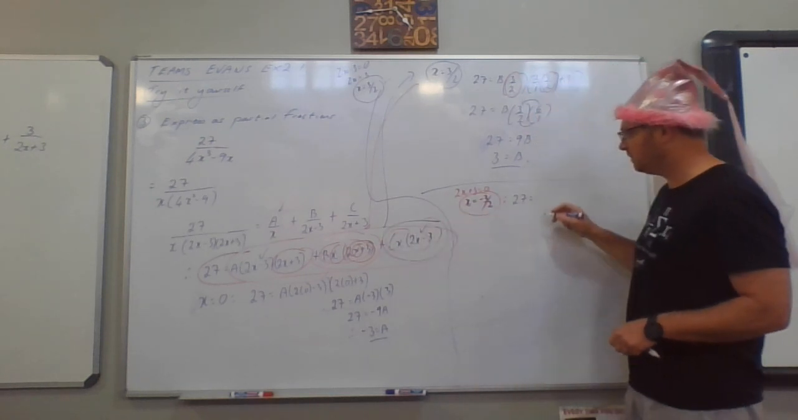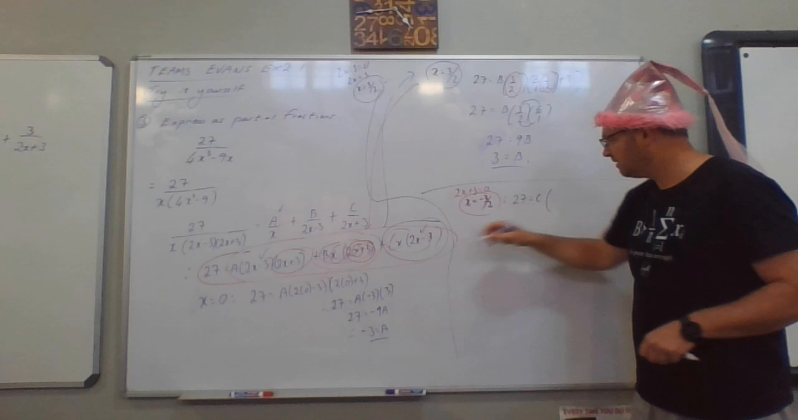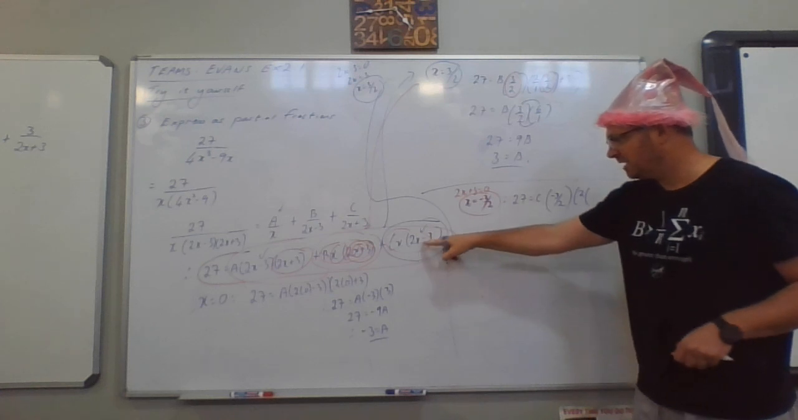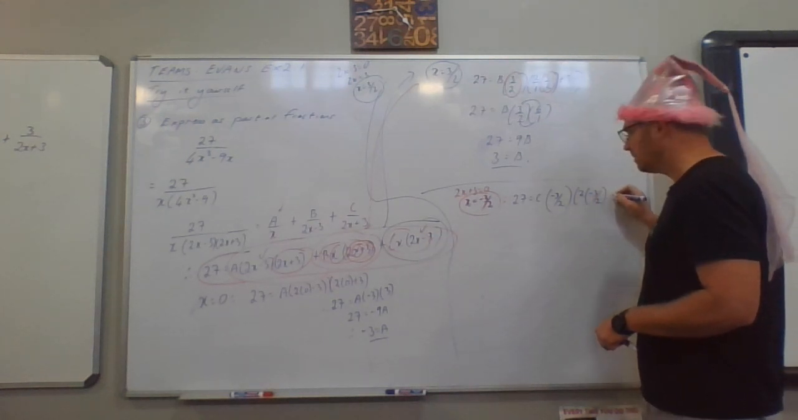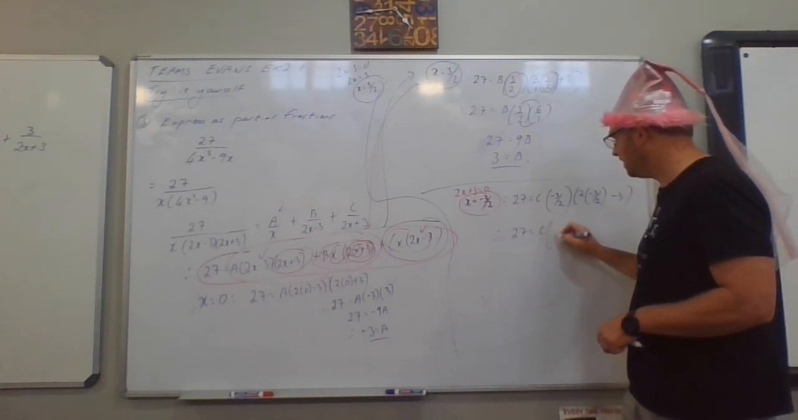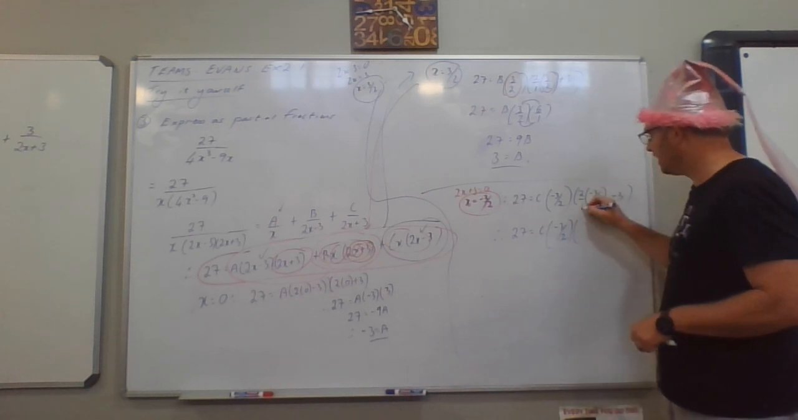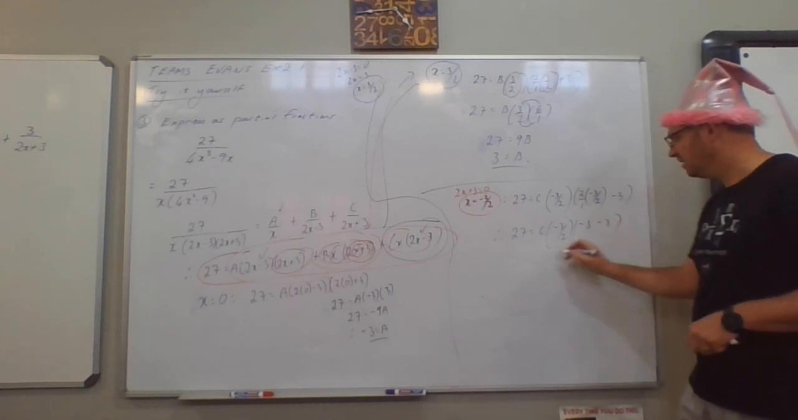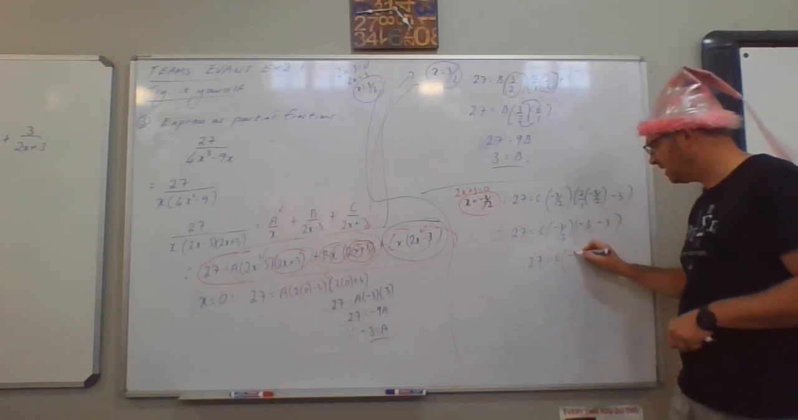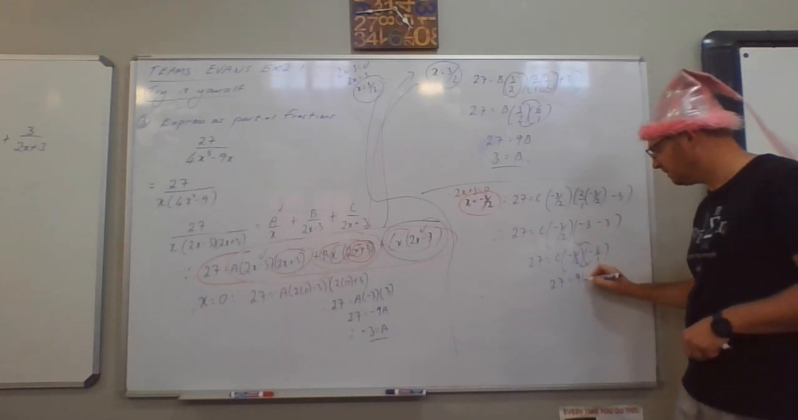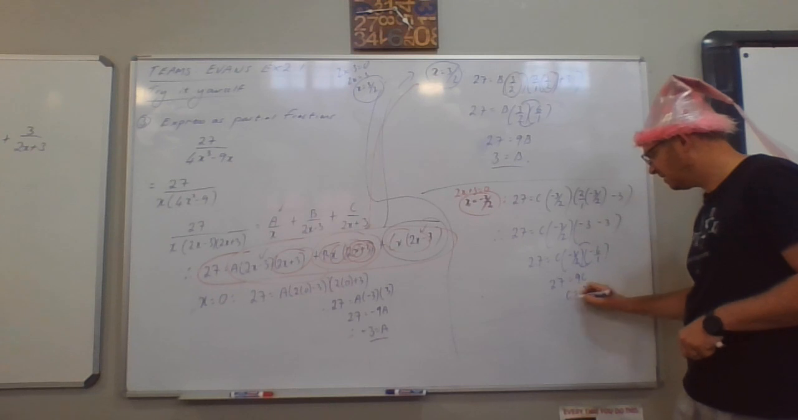So I'll be left with c, replace the x with negative 3 over 2, times 2, replace the x with negative 3 over 2, minus 3, and I get 27 is equal to c, negative 3 over 2. Here, the 2's are going to cancel, so I'm going to get negative 3 minus 3. So I get 27 is equal to c, negative 3 over 2 times negative 6 over 1. So I get 27 is equal to 18 over 2, which is 9. So I get 27 is 9c. So c is equal to 3.